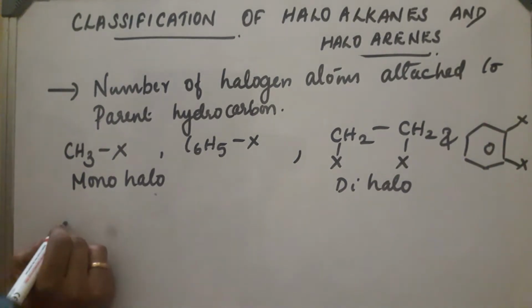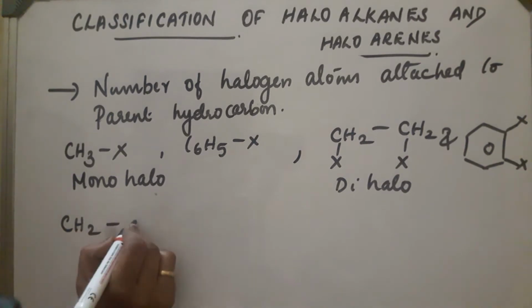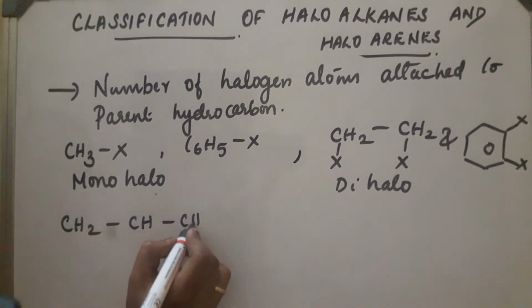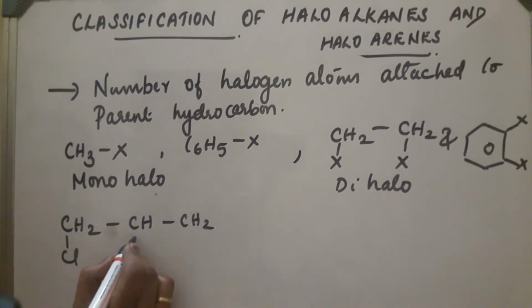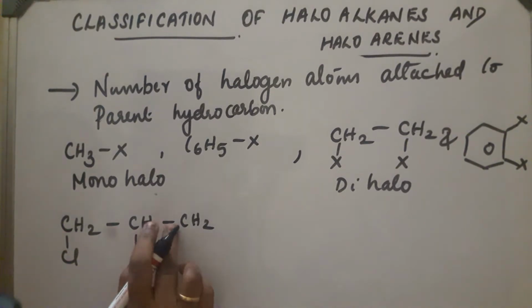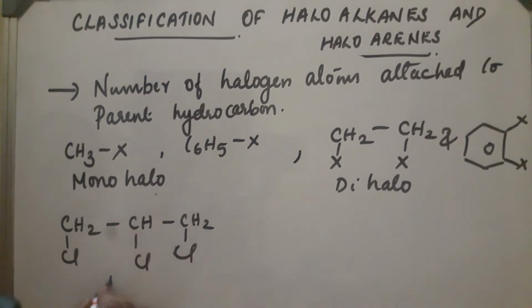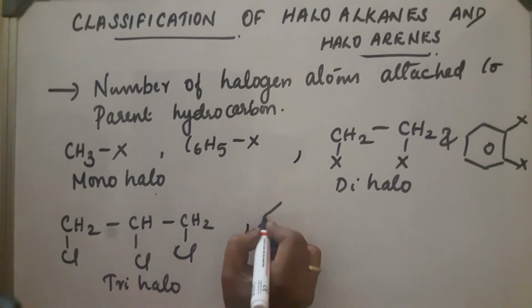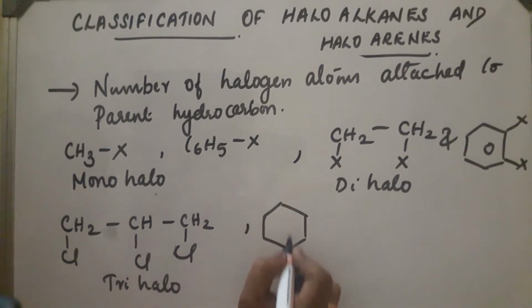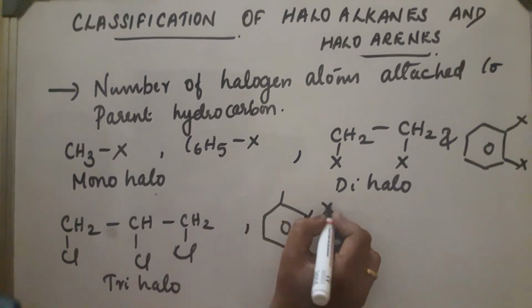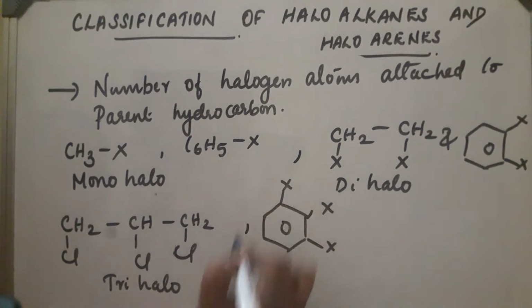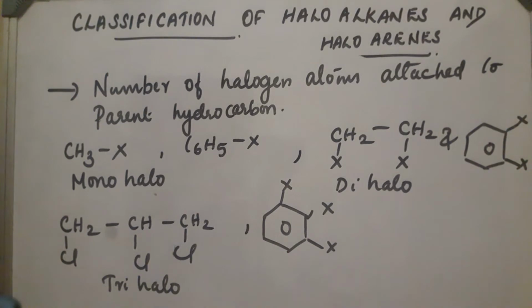Now, if three halogen atoms are attached, they are called trihalo compounds. Trihalo. In an aromatic compound too, three halogen atoms are attached. This is the first classification.